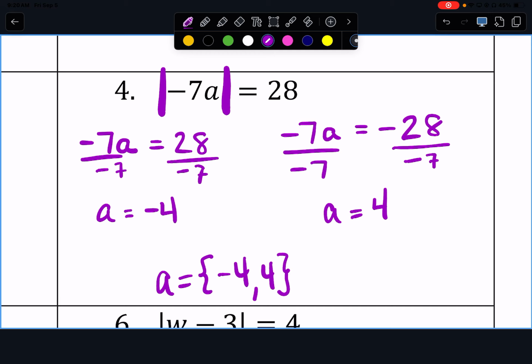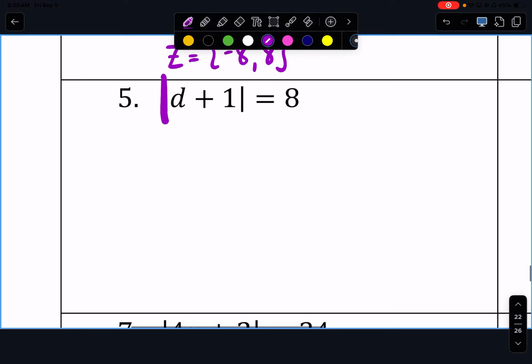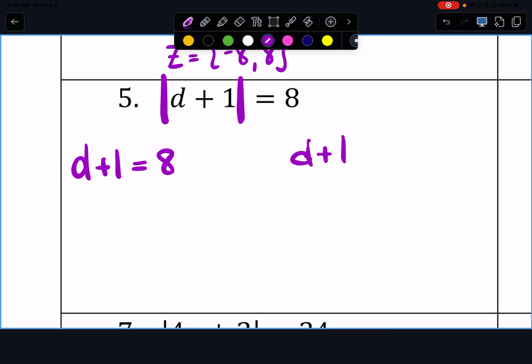All right, for question 5, what is inside the absolute value? So we're going to do d plus 1 is equal to 8, and d plus 1 is equal to negative 8. So we take what's inside and set it to both the positive and the negative. Now, how do I solve this? What do I do first? Well, it's already plus 1, so minus 1. What is 8 minus 1? 7. Okay, then here, what is negative 8 minus 1?